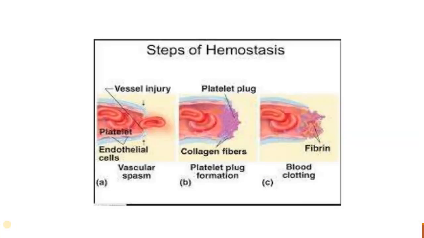Yesterday we saw all this. Today's topic is steps of hemostasis. So in the steps of hemostasis, we will see A, vascular spasm. This is the endothelial layer, and after the endothelial cells, there are platelets and vessel injury. Here we will see the platelet plug formation, how the plug formation takes place. This is collagen fiber. This is the platelet plug. Next is C, blood clotting. This is fibrin.